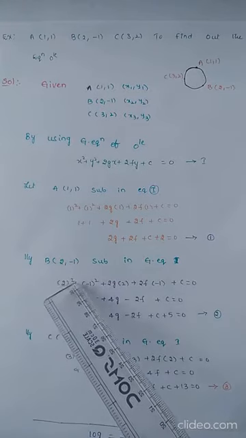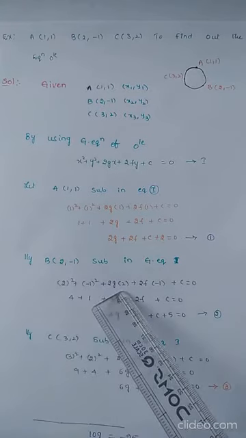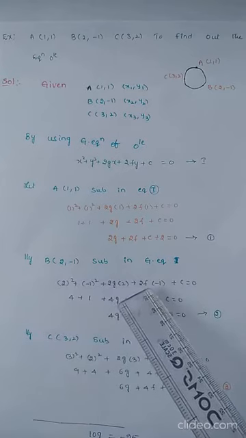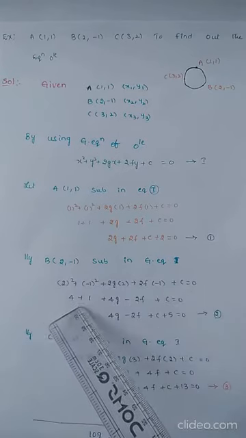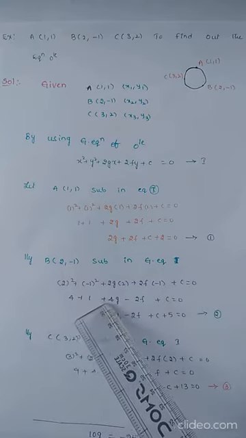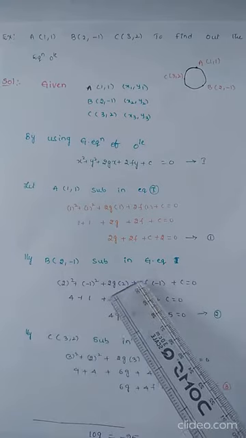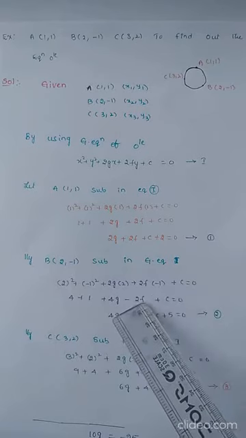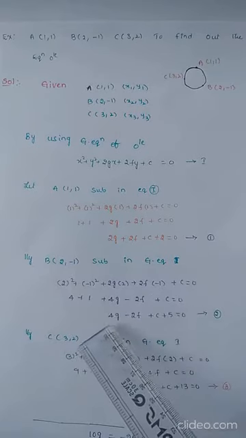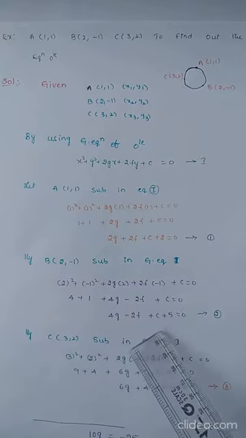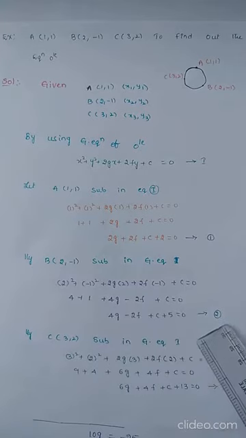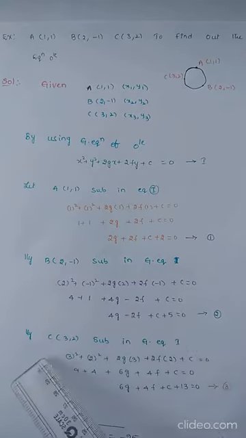So 2 square plus minus 1 whole square plus 2g into 2 plus 2f into minus 1 plus c is equal to 0. What is the value of 2 square? 4, plus minus 1 square means 1. 2 2s are 4g, minus 2f into 1 is minus 2f, plus c is equal to 0. So rearranging the equation, 4g minus 2f plus c plus 5 is equal to 0. This is line 2.